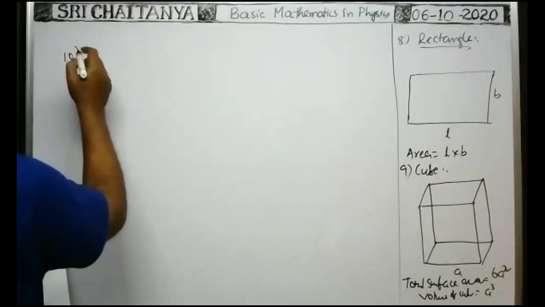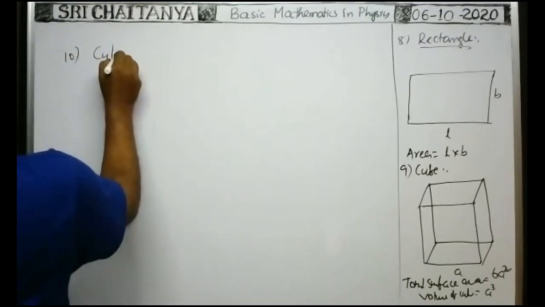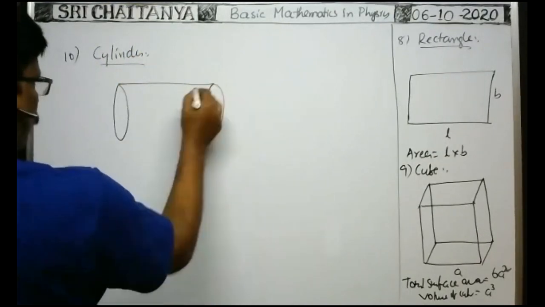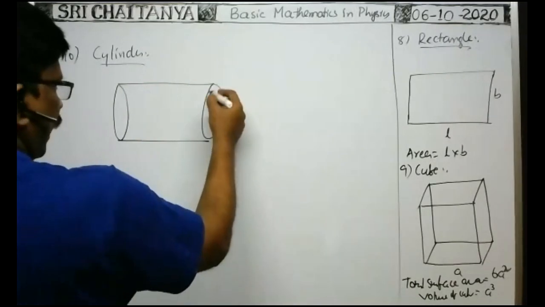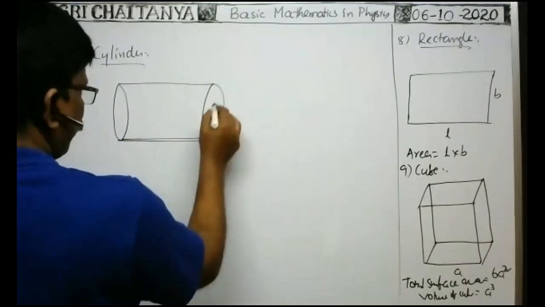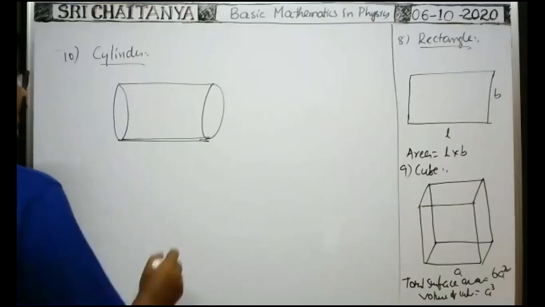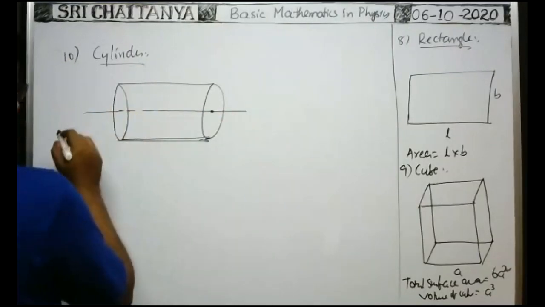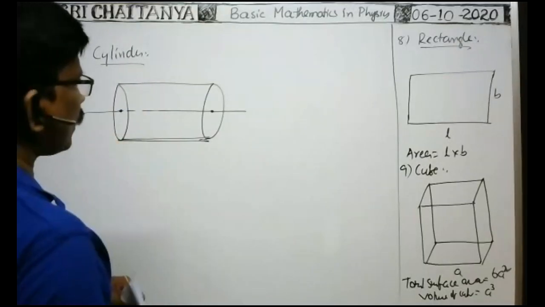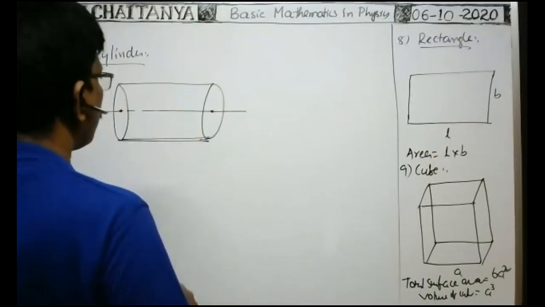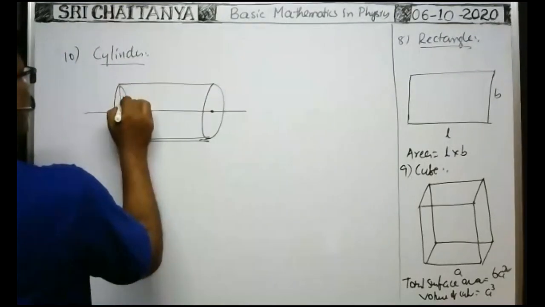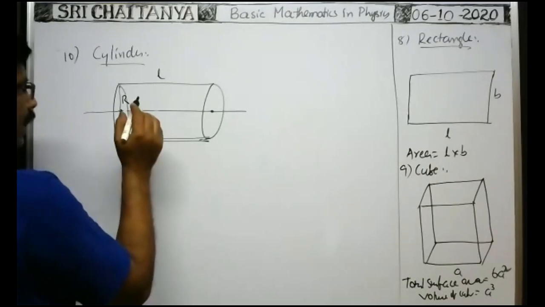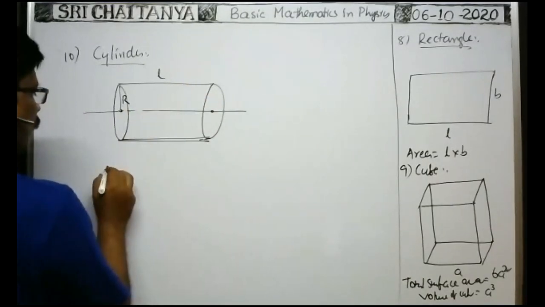Next, the 10th one, cylinder. In the case of a cylinder, the cross section is in the form of a circle. It is called the cylinder. Here the line passing through the centers of the cross sections of the cylinder is called the axis of the cylinder. Radius is R, length is L. Then what is the area of the curved surface of the cylinder?